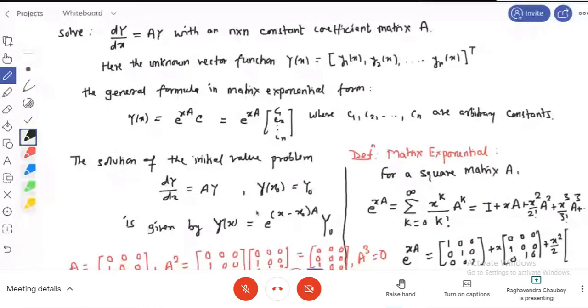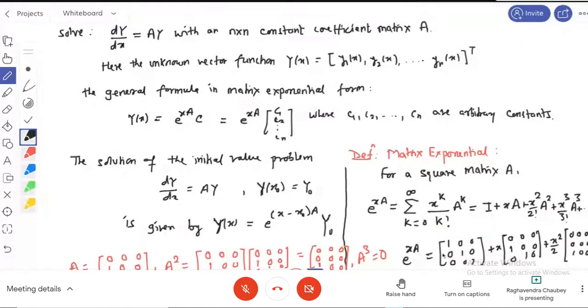Okay, so you can see, this is x square by 2, and what is the value of A square? A square is 0 0 0 1 0 0 and 0 1. What is this? 0 0 0 and this 0 0 0 1 0 0. So here A cube is 0, so that's why all the higher terms of the exponential matrix become 0.